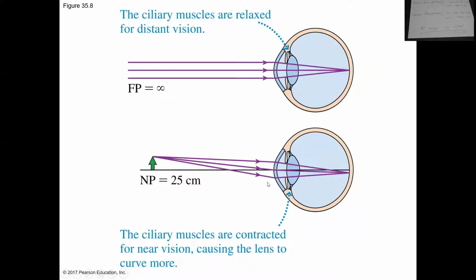Children have an even shorter near point. They can put things even closer to their face and still be able to focus on it. You might try it yourself. Grab a sheet of paper with some notes on it. See how close you can hold it in front of your face and still be able to read it without your glasses or your contact lenses.